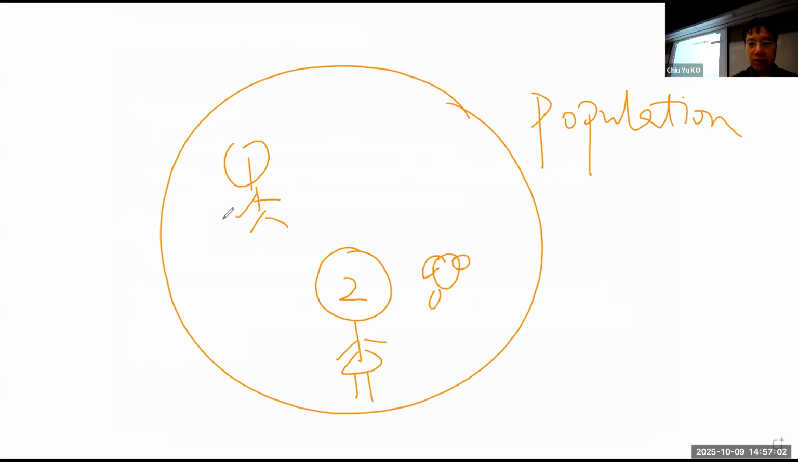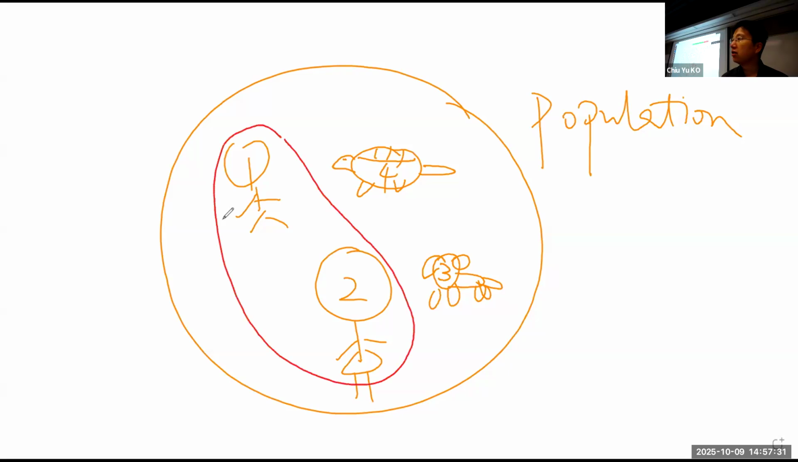And this is Mr. number 3, the dog. And number 4 maybe a toy. There will be many things you're interested in. Of course, we may be interested in all of these, but you are unable to collect information for everyone. For example, you are unable to talk to the dog or the tortoise. So you can only collect this data. So the thing you can talk to, you can meet, is the subset, is the sample.